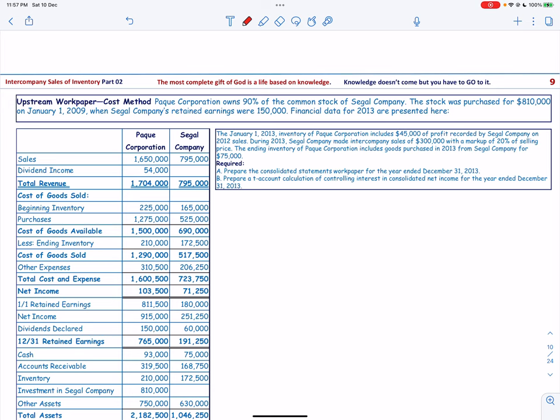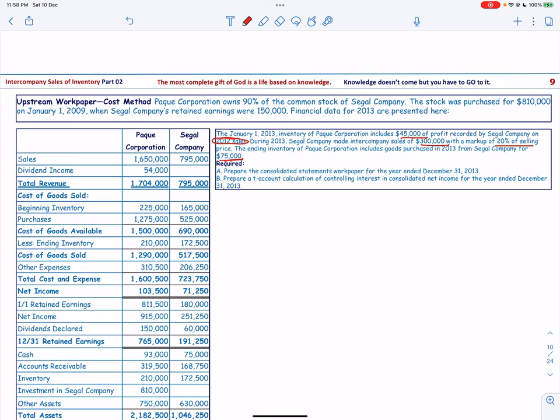So you can see that the inventory in this example is overstated by 45,000, and since it is from the year 2012, that means that the beginning inventory of January 1, 2013 is overstated by this amount. Now during the year 2013, which is the current year, Segal company made intercompany sales for 300,000 with a markup of 20% of selling price, and the ending inventory of P company includes goods purchased from Segal for 75,000.